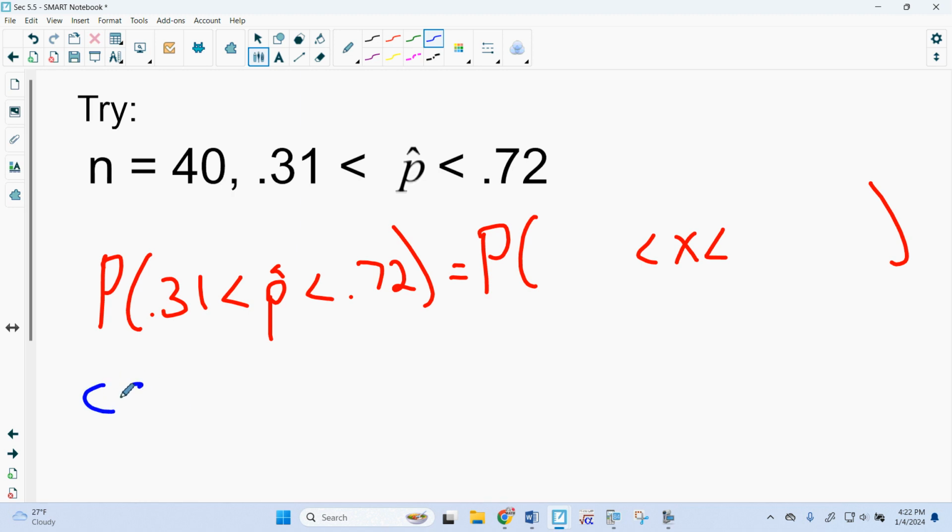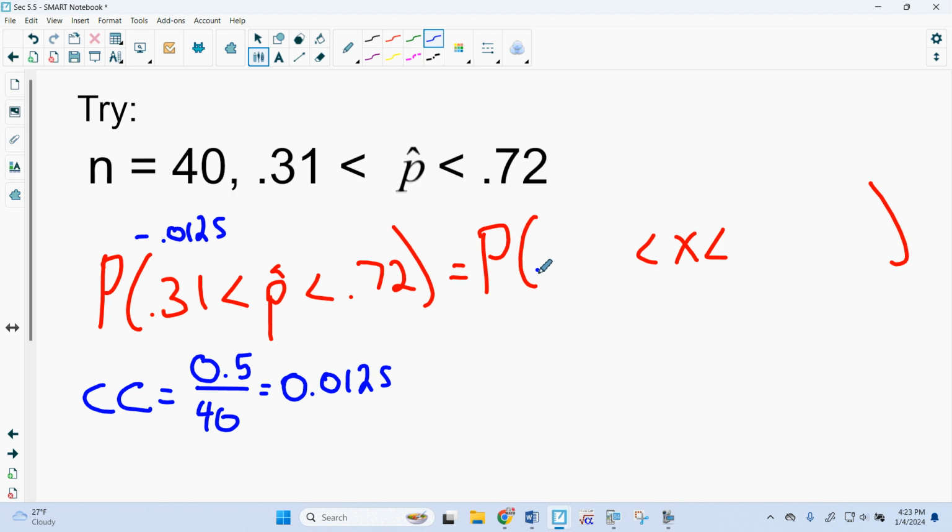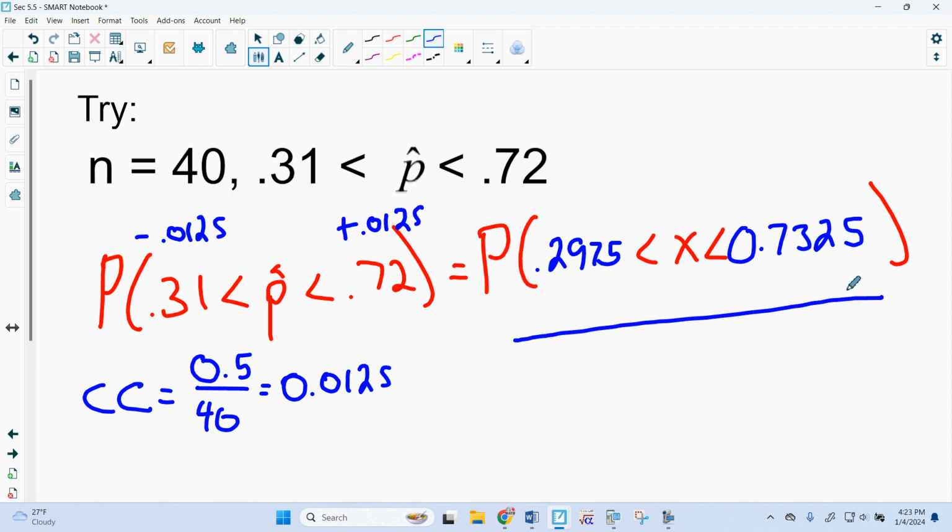All right, so now that we're back, first thing is we've got to find our continuity correction, which is 0.5 divided by 40, which is 0.0125. So we have to subtract this from 0.31, which is 0.2975, and we have to add this to 0.72, which is 0.7325. And now we've converted this from binomial discrete distribution to a continuous distribution.